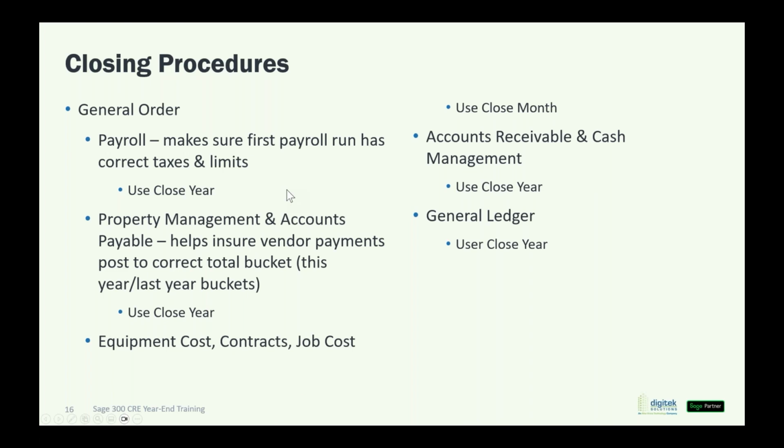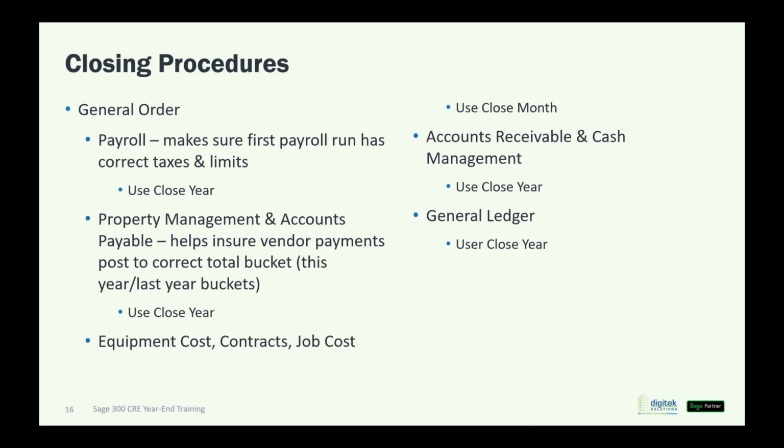One other thing to note: each application's close has nothing to do with the other applications. For instance, I can run my close year in accounts payable and bring myself up into 2024, and my general ledger can still be sitting at 2023. I can run my close month in job costs and advance it into January of 2024 and still have my general ledger sitting at 2023. So they are all independent of each other. They don't rely on each other.